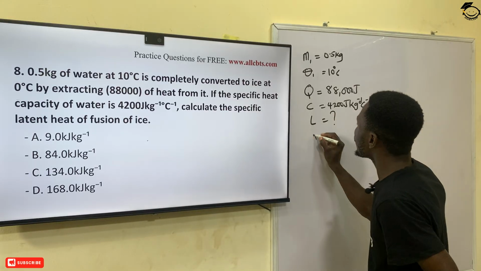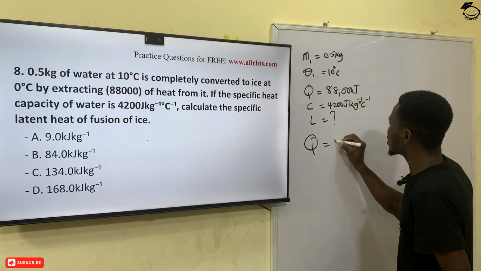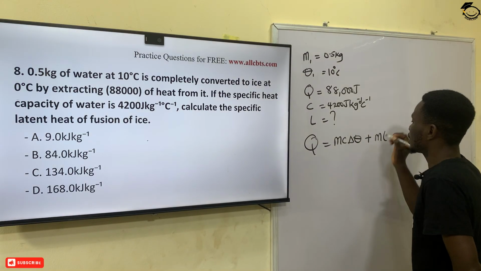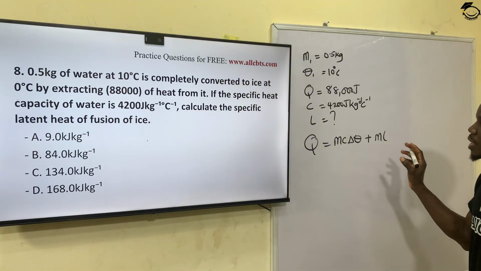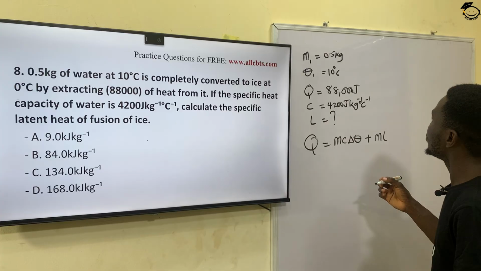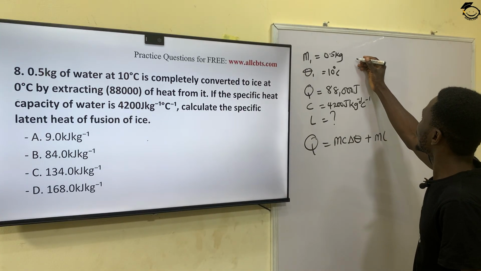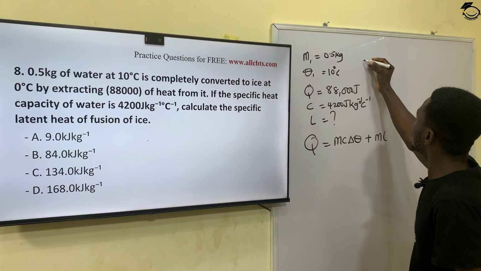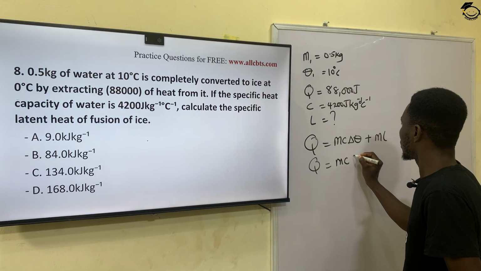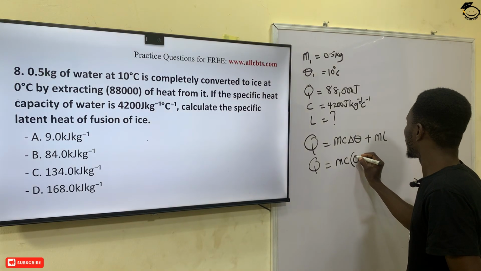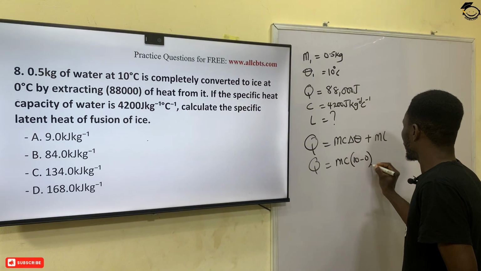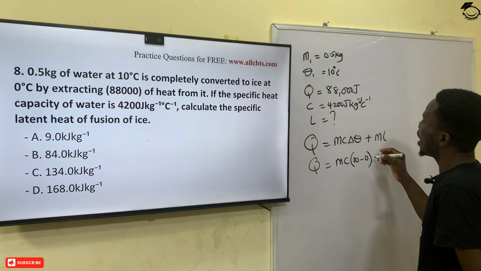So here, my quantity of heat is going to be the specific heat capacity, mc change in theta, plus my latent heat. So that's the quantity of heat that was extracted. Because I'm converting it to 0, at the end of the day Q will be equal to mc, my change in theta here will be 10 minus 0, plus mL. So L is what we are looking for here.